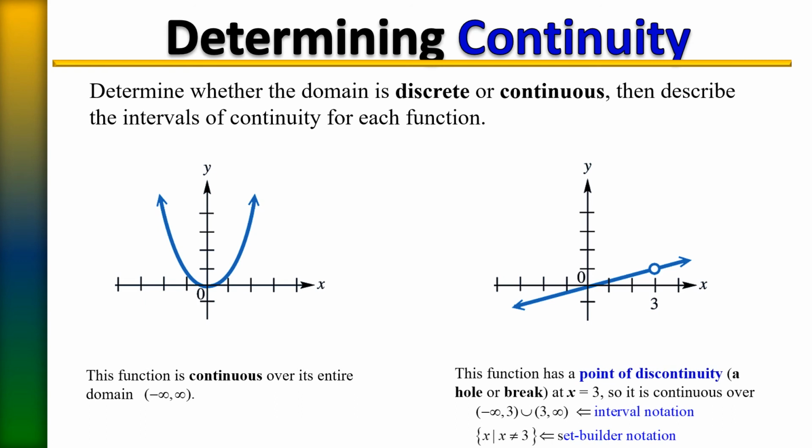And so we can write that either in interval notation form or set builder form. But the bottom line, this function has a point of discontinuity, a hole or break at x equals 3. So it is continuous over the domain except for at 3.